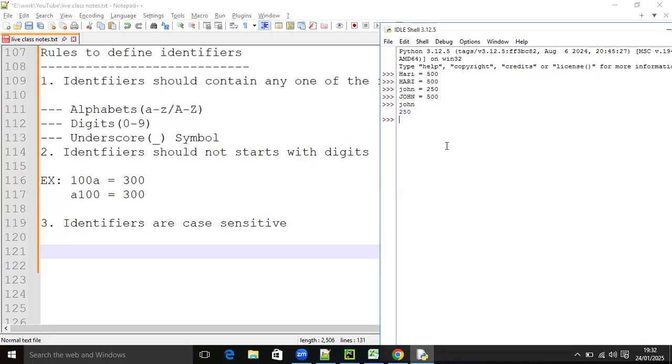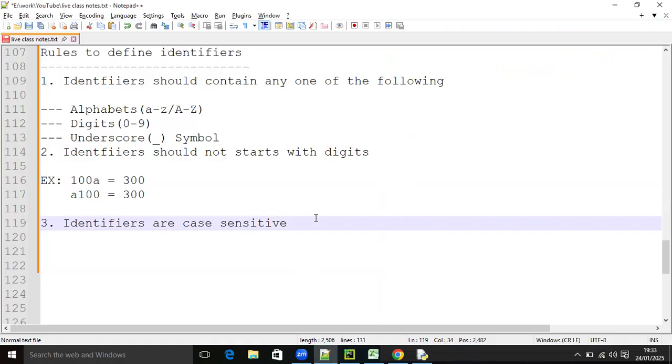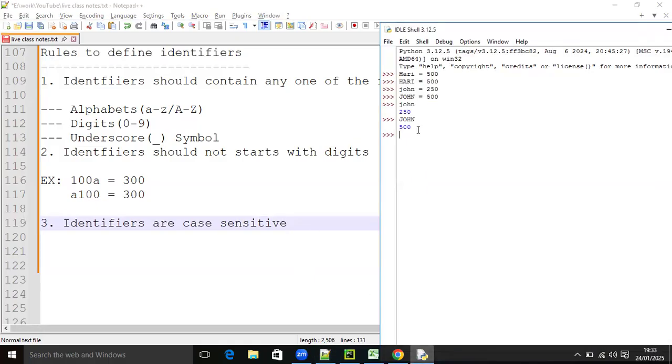And let me take capital alphabets. John, what will be the output of this one? It will be 500. So this is the difference in case sensitivity. If we give small alphabets, it will give the value according to the small alphabets. If we give capital alphabets, it will print the capital alphabets value. Here I'm going to write this example, copying this.